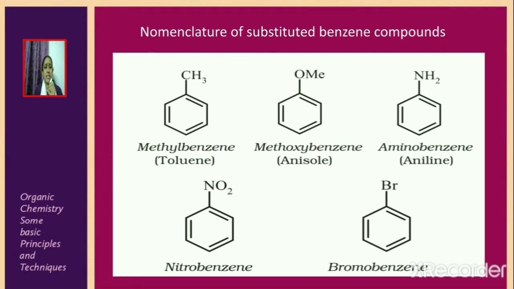Now consider the nomenclature of substituted benzene compounds. Benzene is C6H6. The first example given is methyl benzene, also known as toluene. Methyl benzene is C6H5CH3. Now consider the next compound. The structure given is C6H5OMe, which is C6H5OCH3. So it is methoxybenzene and its common name is anisole.